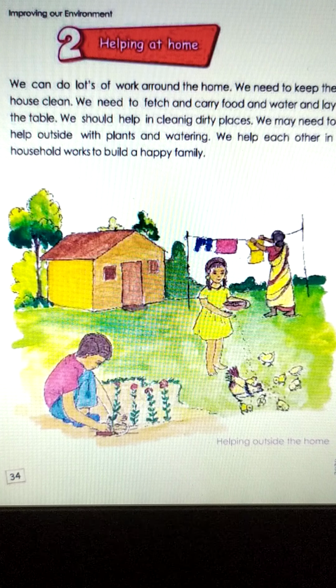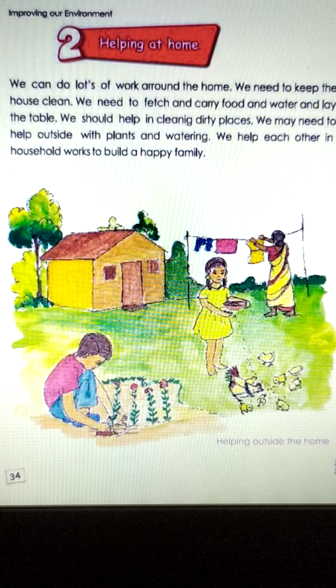We help each other in household work to build a happy family. When we help each other in the house, then we can have a happy family and everyone will be very happy. Now go to page number 35.